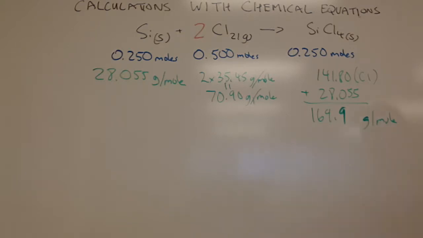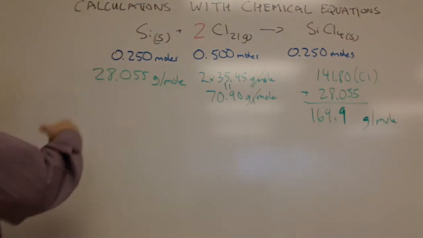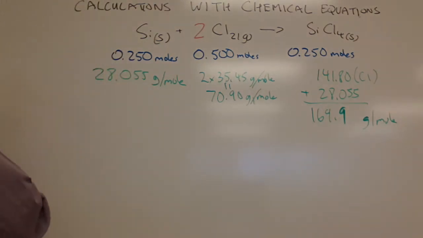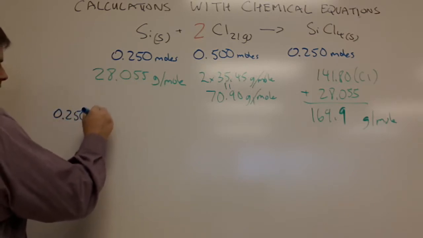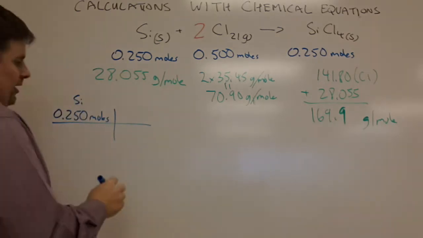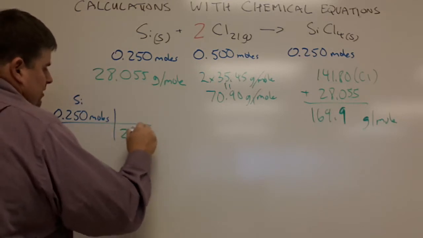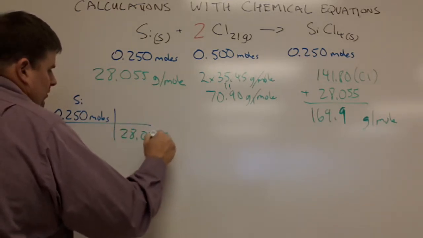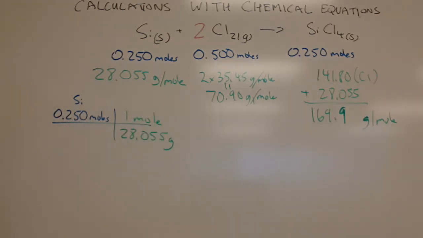Now we're going to take the number of moles and multiply by the molecular weight to find out the number of grams that I've used. So if I look at silicon, to use a cross diagram, I've got moles here. Here's silicon. The molecular weight of silicon is going to be 28.055 grams for every 1 mole. Now, the way I've got that set up, is it correct? Look at the units, and the units will tell you if it's correct or not.